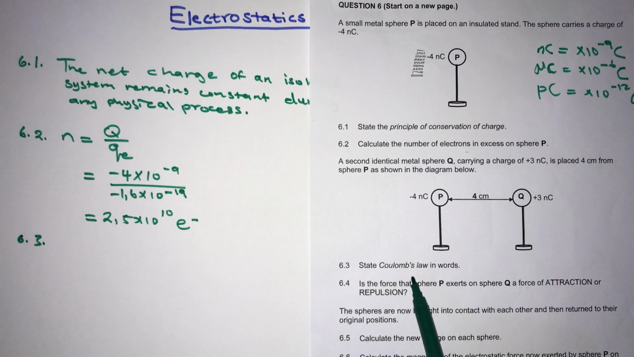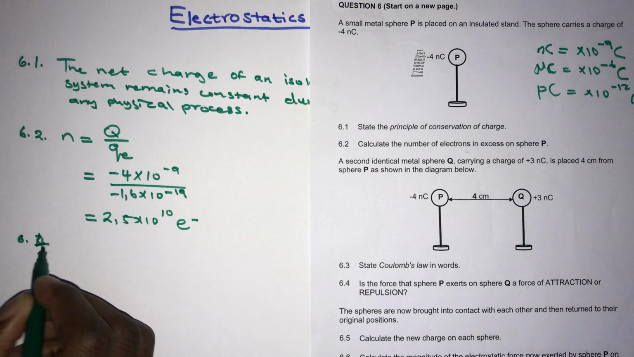state Coulomb's law in words. So Coulomb's law states that the magnitude of the electrostatic force exerted by one point charge on another point charge is directly proportional to the product of the magnitude of the charges and inversely proportional to the square of the distance between them. So let's not write it here because we want to save time. Right? So let's make this one 6.4.